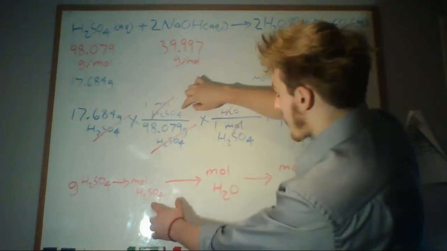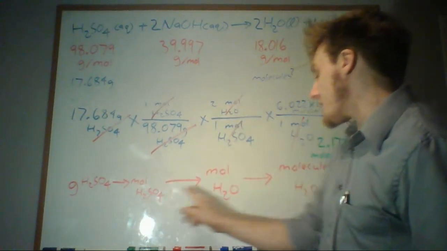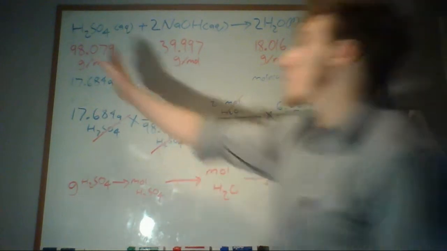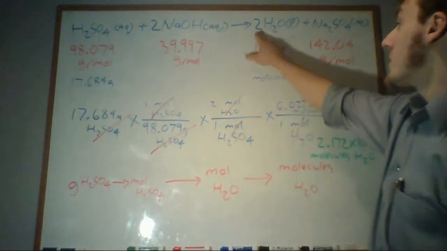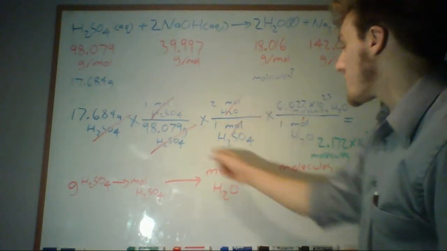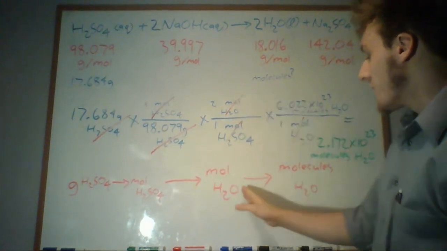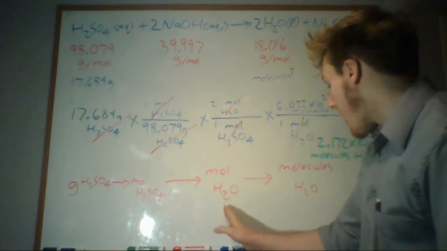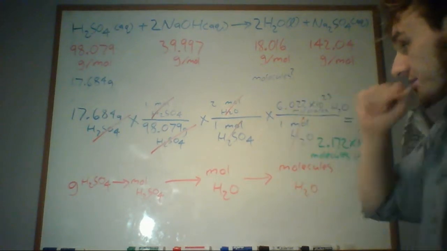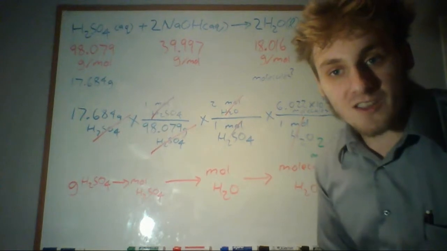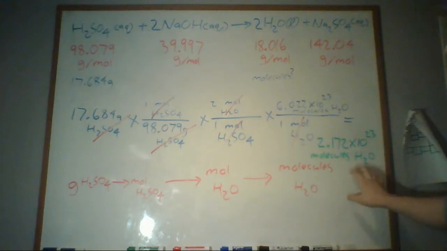Now, once we have moles of sulfuric acid, we could use reaction stoichiometry to go from moles of sulfuric acid to moles of water, right? Because for every 1 mole of sulfuric acid, we should be able to liberate 2 moles of water. So that's where this conversion factor came from. Our final step was to go from moles of water to molecules of water. And we did that just by using Avogadro's number here. So then I punched that into the calculator and I got 2.172 times 10 to the 23rd molecules of water.